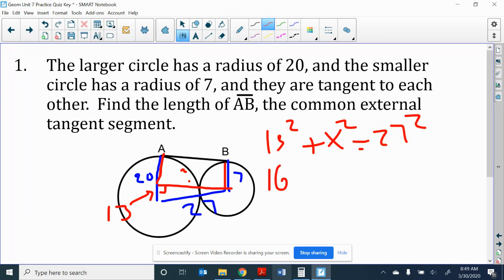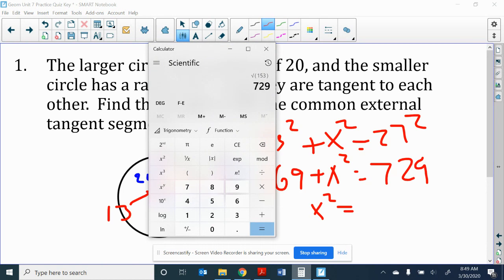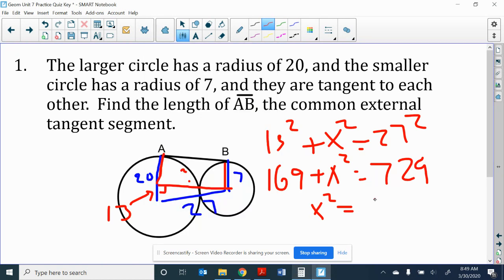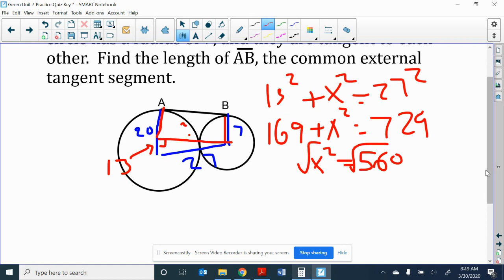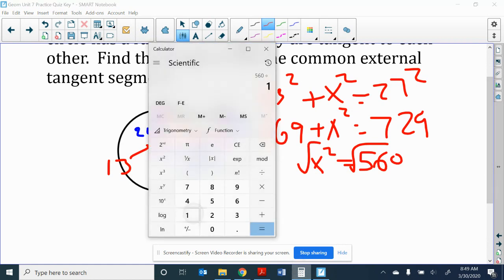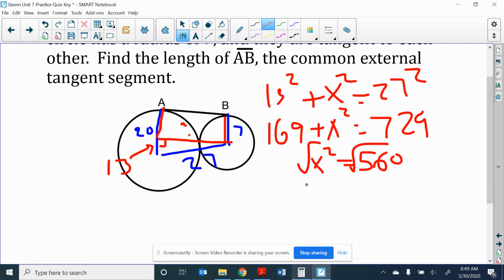So 169 plus x squared is equal to 729. So x squared is equal to, where's my calculator? 729 minus 169 equals 560. And when I take a square root, I know that 4 goes into 560, but I'm betting 16 does also. So divide by 16. Yep, 35. So x is equal to rad 16 times rad 35, which is 4 rad 35. And that's where that comes from.